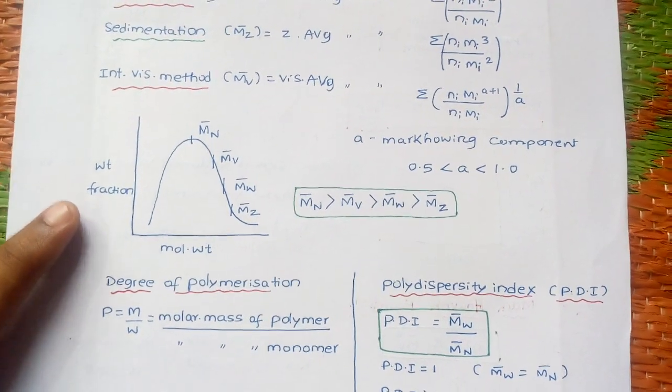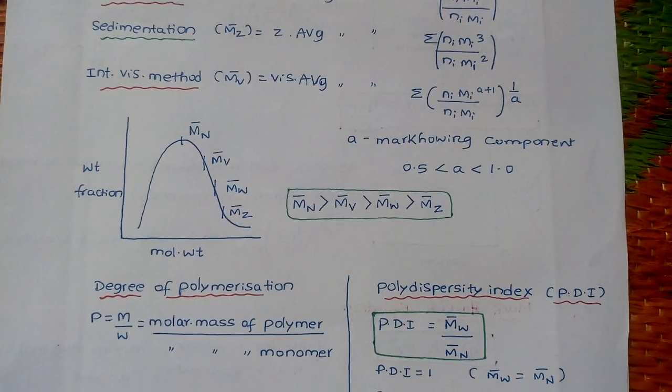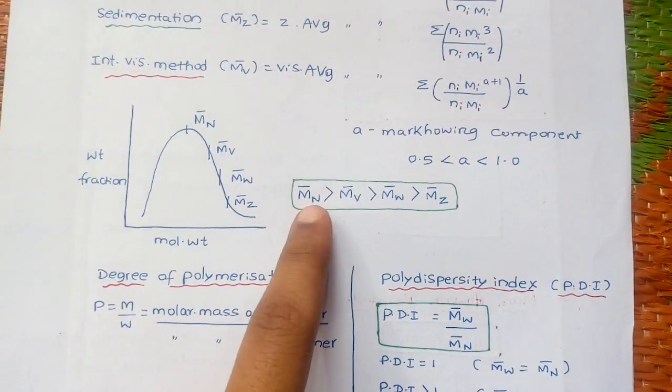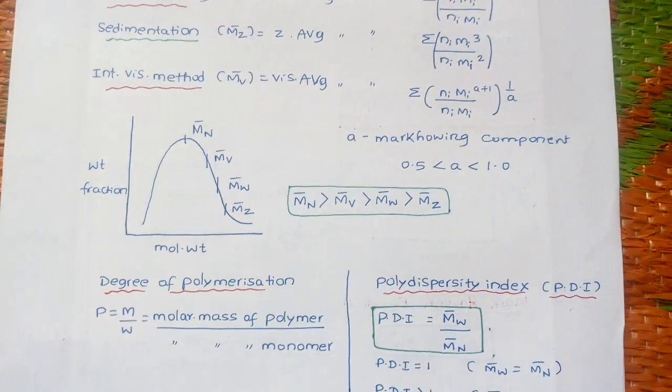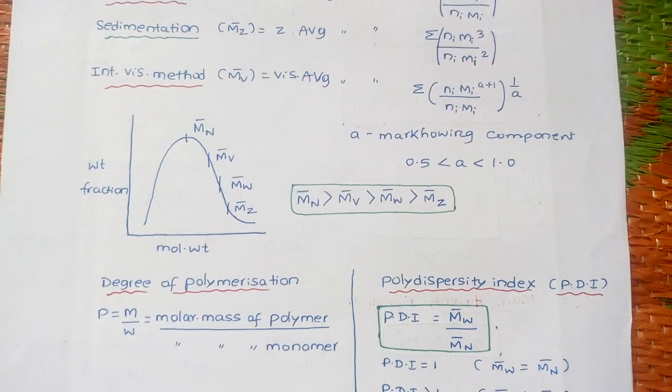They will ask this question: how the graph varies with respect to weight fraction and molecular weight. Here the number average is less than the viscosity average, which is less than the weight average, which is less than the Z average molecular mass.